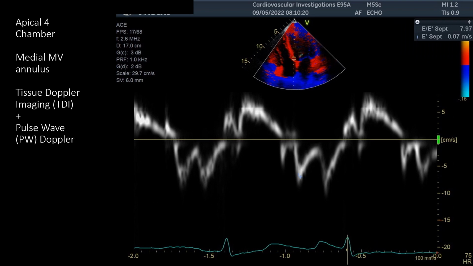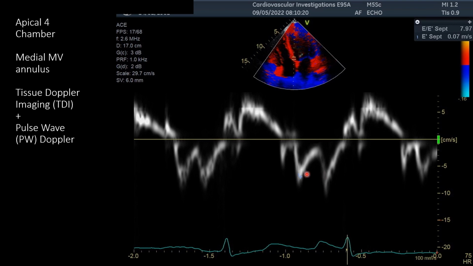More diastolic assessment now with tissue Doppler imaging. So previously we were using Doppler to assess blood flow velocities. Now with tissue Doppler imaging, we're looking at tissue velocities, which are actually much lower than blood flow velocities. And we've got a pulse wave sample gate, again, over the medial mitral valve annulus. So we're actually interested in the velocity of muscle contraction and relaxation at that point.